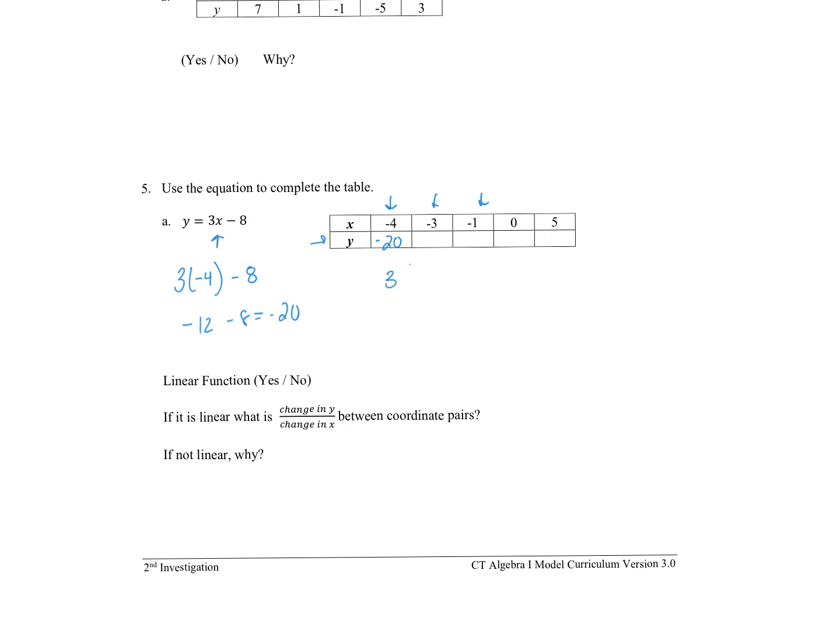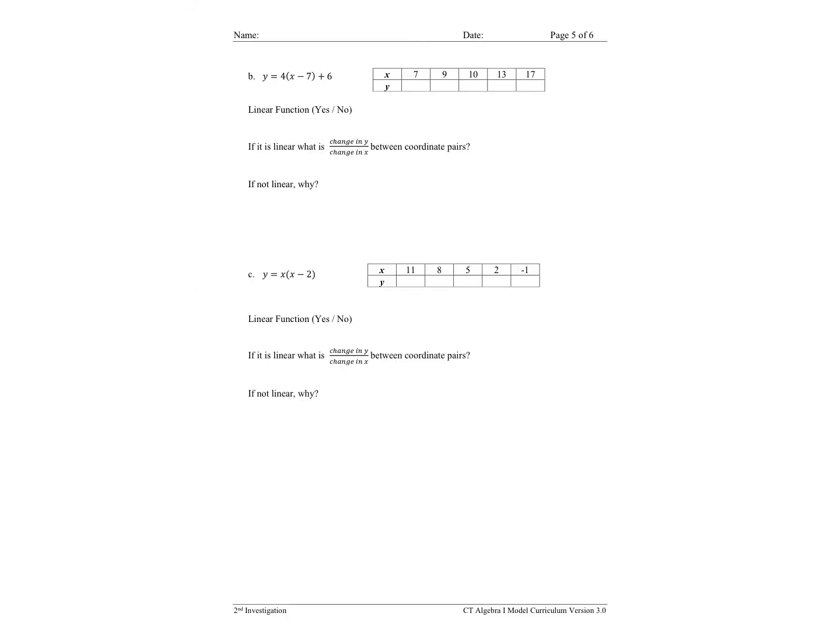And then you do the same thing again. 3 times -3 minus 8, and then 3 times -1 minus 8, 3 times 0 minus 8, and 3 times 5 minus 8. Okay, fill that out, and then follow your steps. Same thing with B and C. You're filling them out. Use your calculator. Don't try and just do this all in your head, okay? So same thing with B and C.